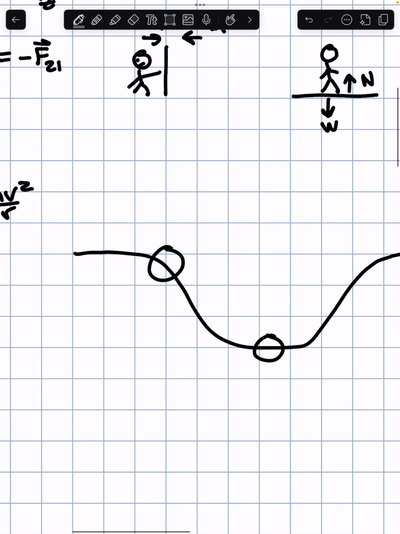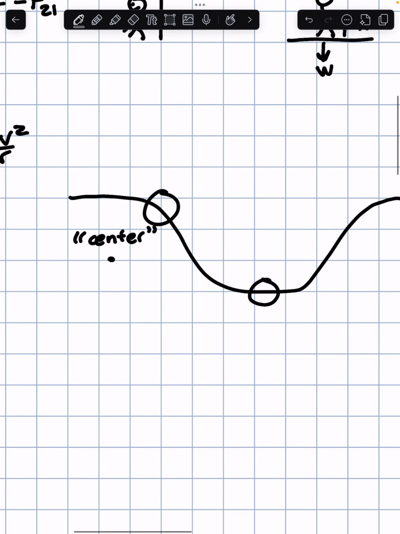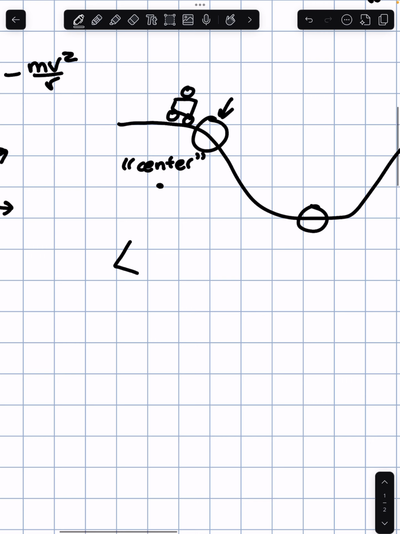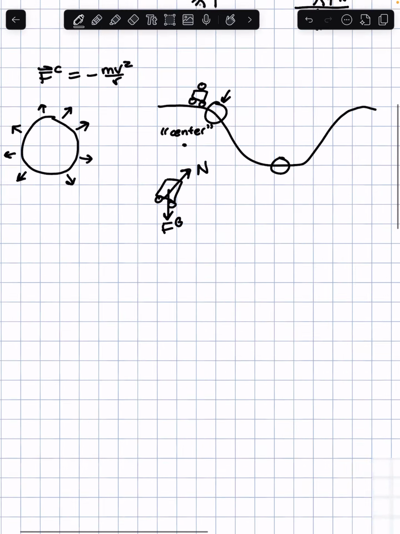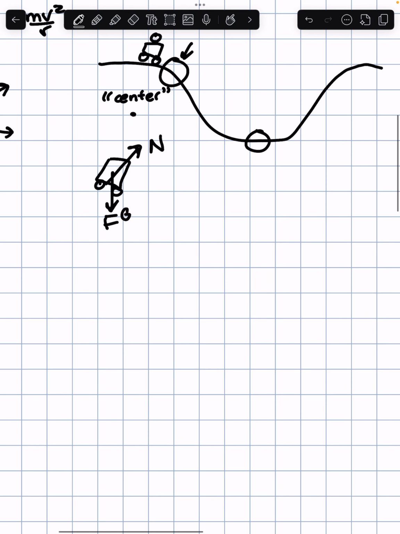Here, we can imagine the center of our circle to be here. And we can look at the forces acting on, say, a cart. If the cart is here, then the forces acting on that cart in our little free body diagram are going to be the force of gravity, and I should not draw that there, I should draw it where it's acting, upon the normal force.